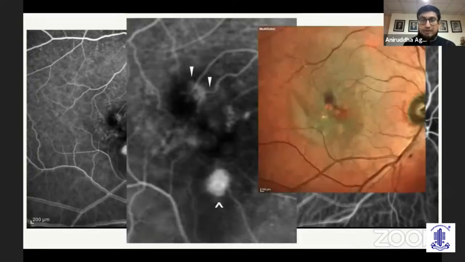So what are these two? This is how it correlates with the color fundus photograph. You have the two vessels above, and you have the orange nodule below.